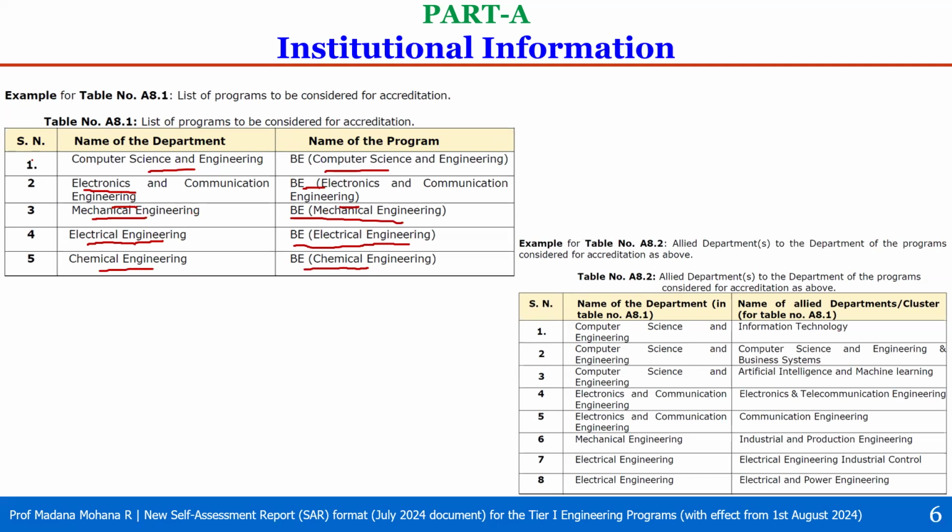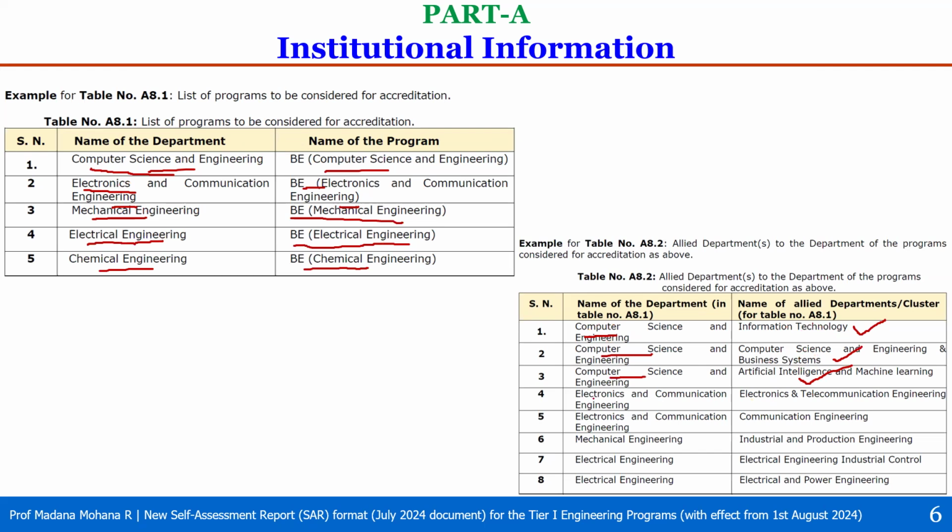So corresponding to these 5 departments, you have to provide the clustered or allied departments in the A8.2 table. So this is just an example only. For example, here the first department is computer science and engineering. For computer science and engineering in your institution, if you have information technology, computer science and business systems, artificial intelligence and machine learning, these are all called allied departments of the computer science and engineering department.